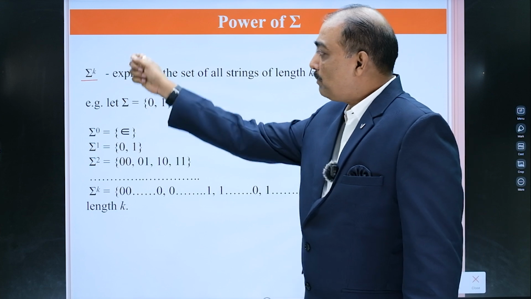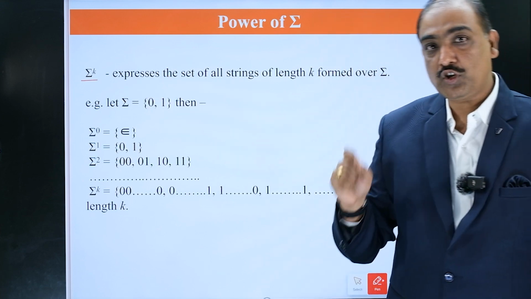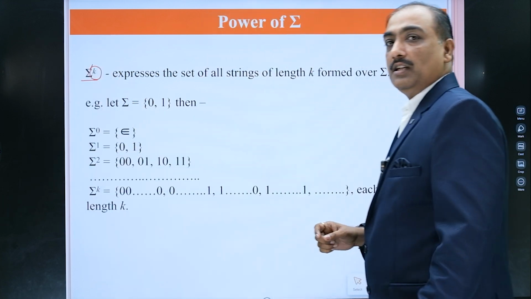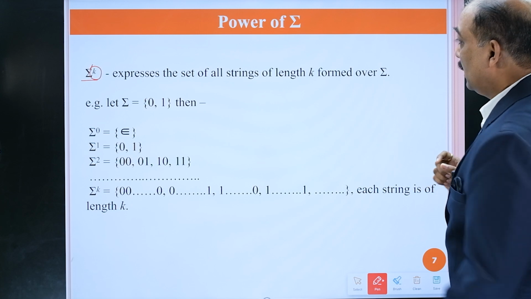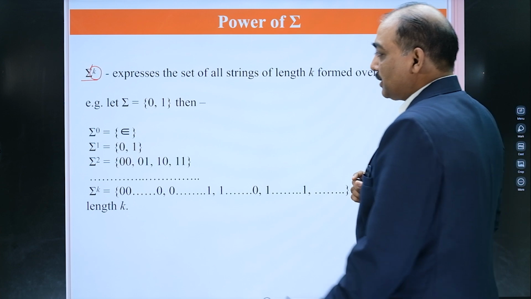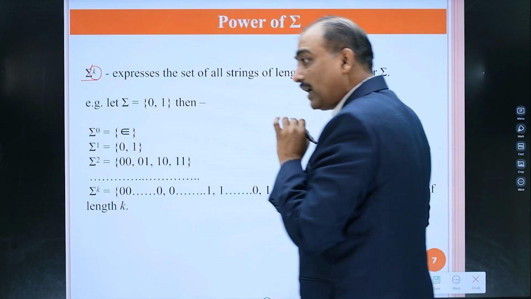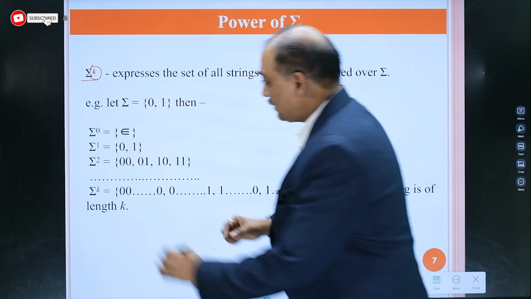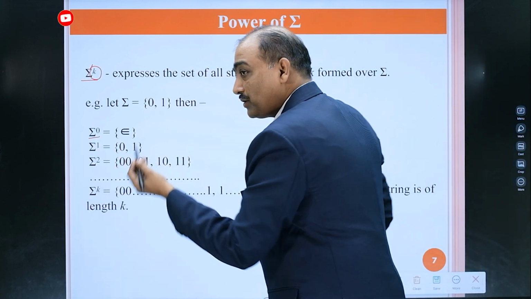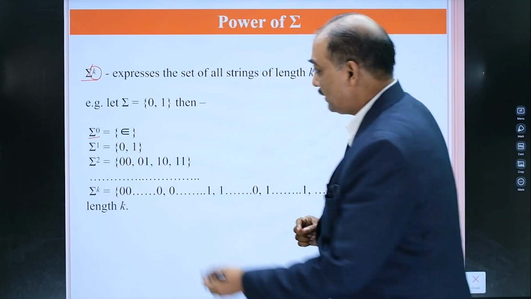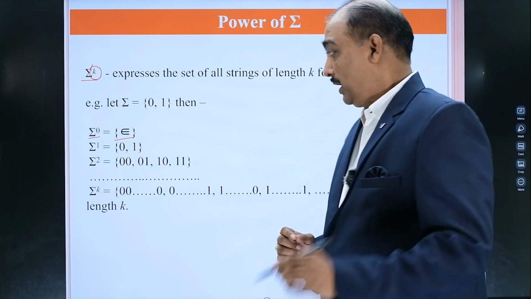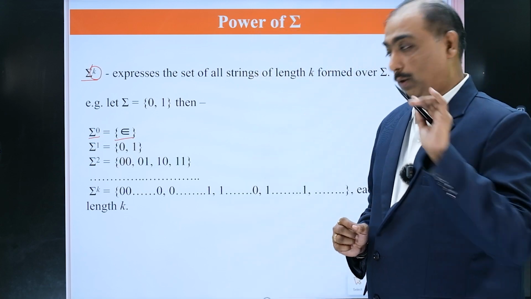What it says is that sigma to the power k indicates the set of strings which have length equal to k. As I said, k is nothing but a positive integer. Let's take an example. Sigma is equal to {0, 1}. Now, when I write sigma to the power 0, what does it indicate? It indicates a set which consists of strings with length 0. What is the string of length 0? We have seen in the earlier slide. It is epsilon. So I write sigma to the power 0 is equal to epsilon. Epsilon is a string with length 0.